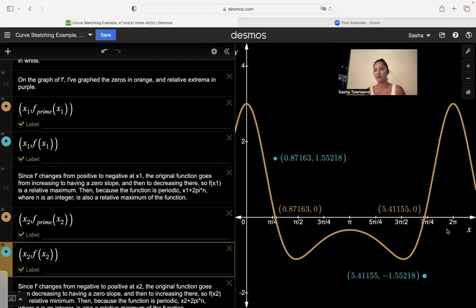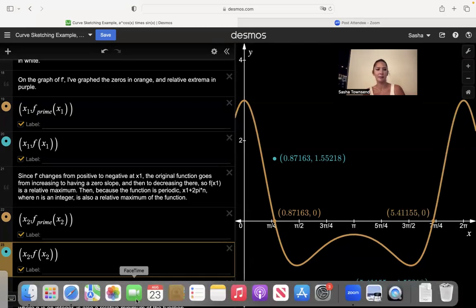Say, okay, so those are the only zeros of f prime on the interval from 0 to 2 pi. So those are our only relative extrema on the interval from 0 to 2 pi. Now the other relative extrema come from adding 2 pi or subtracting 2 pi from these x values as many times as we like.